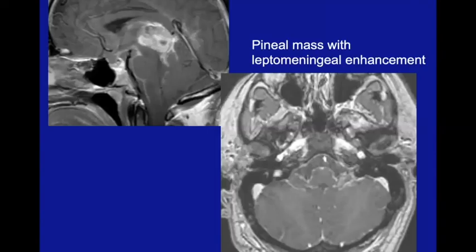behaviors and different treatments. Here's a pineal mass with leptomeningeal enhancement. You can see the carcinomatous meningitis sort of wrapping around the brainstem. So this is not an appearance you'd expect to see with a low-grade pineal cell tumor. This is a pineoblastoma, so a high-grade pineal cell tumor.